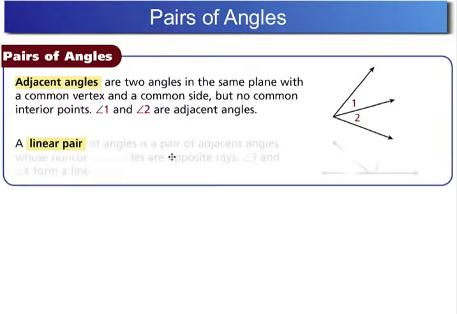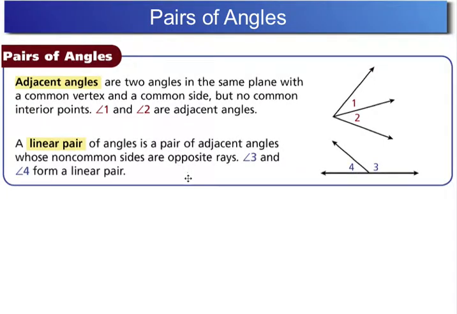A linear pair is a pair of adjacent angles, but in this case, the non-common sides form opposite rays, so they are two angles that are adjacent and lie on a line. If you need more time to write these definitions, pause your video.